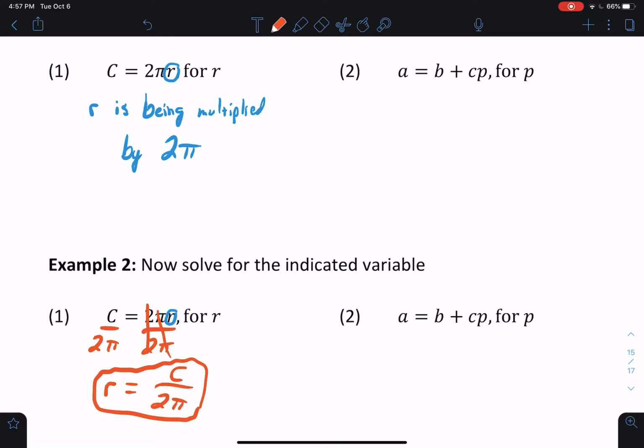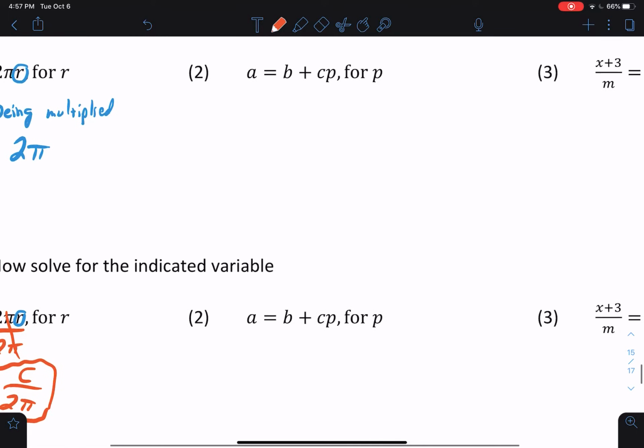So hopefully you see why I'm talking about this being more abstract. c over 2 pi. We're used to getting something like r equals 5, a plain old number. Now we're going to get our variable equal to an expression involving everything else. But you ask yourselves the same questions. What's happening to my variable and how do I undo it? Okay, let's move on to number 2.